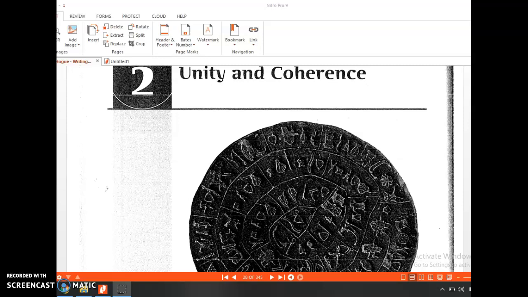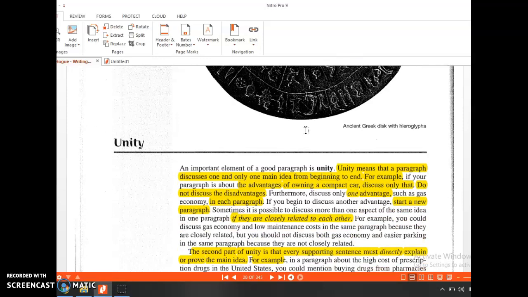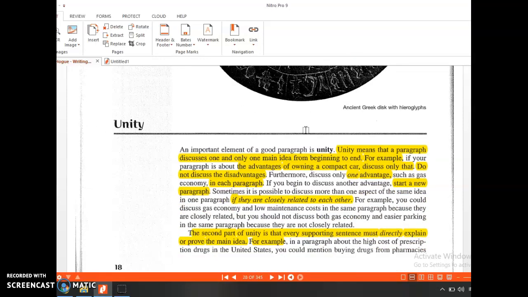Now I would like to explain chapter 2. It is about unity and coherence. Alright, so when you write a paragraph or many paragraphs, you have to really consider the unity of your writing. Okay, so what does unity mean? Unity means that a paragraph discusses one and only one main idea from beginning to end. So you may not have different main ideas.